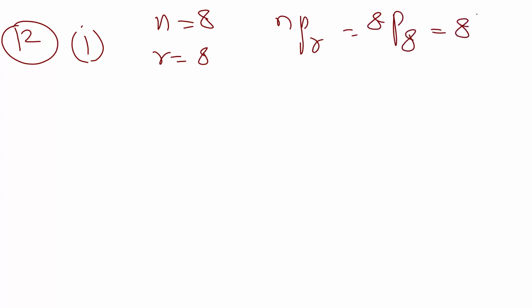Question number 12, sub question 1. In how many ways can 8 children be seated on a bench? Okay, so now n is equal to 8 children, r is equal to 8 places. So nPr, 8P8, is 8 factorial ways.